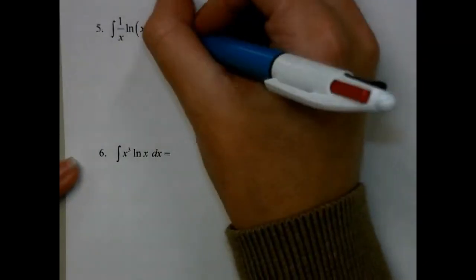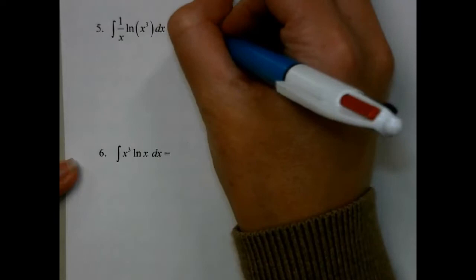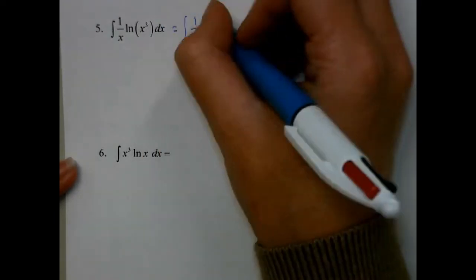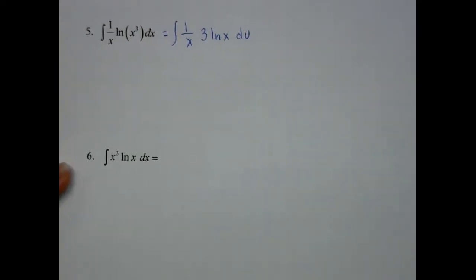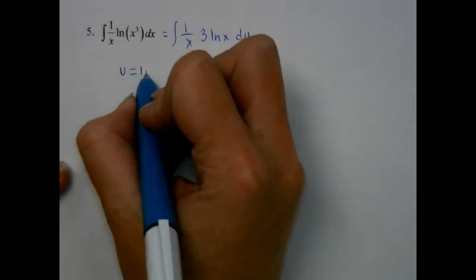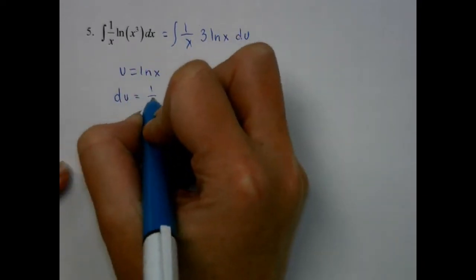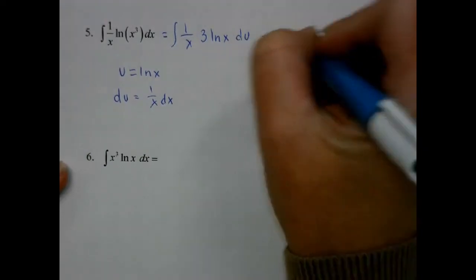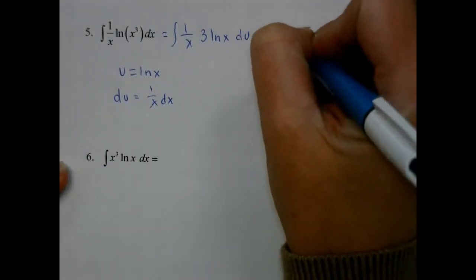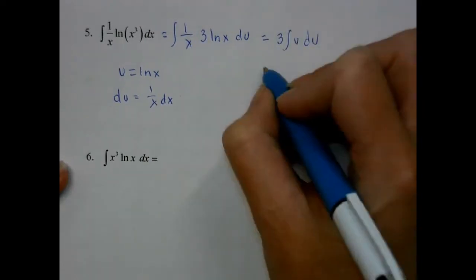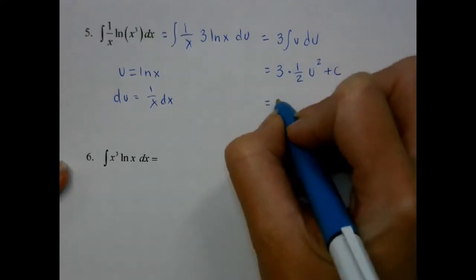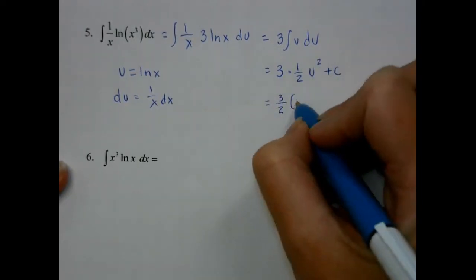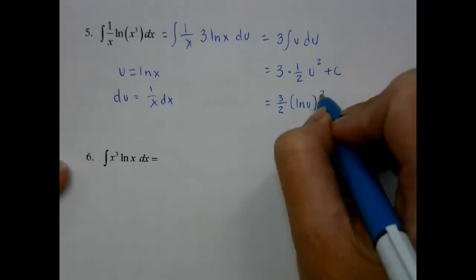In this problem, the first thing I'm going to do, whenever logs are involved, you want to look at, can we simplify using properties? When we have this squared, that's the same as 3 ln of x. And we're going to do a u substitution, because if I let u equal ln of x, du is 1 over x. So this is just 3 times the integral of u du. So that's 3 times 1/2 u squared. So we have 3 halves of natural log of x squared plus c.